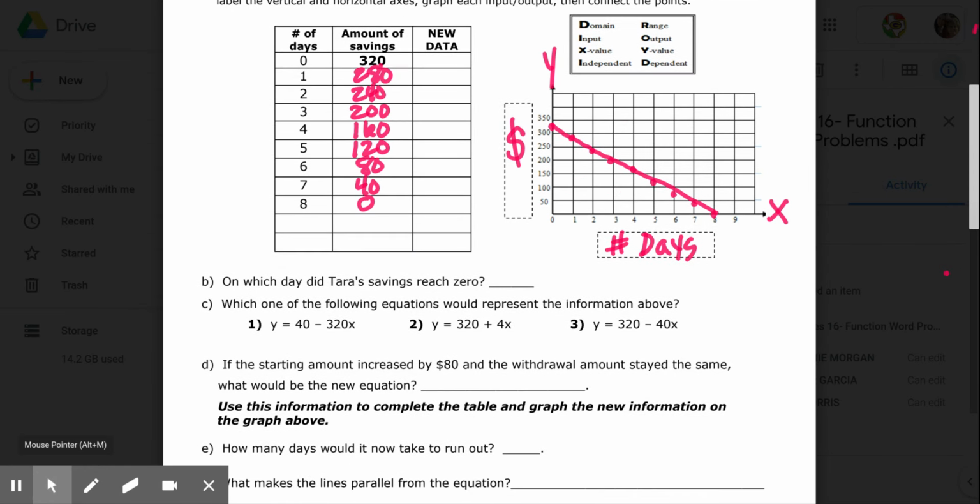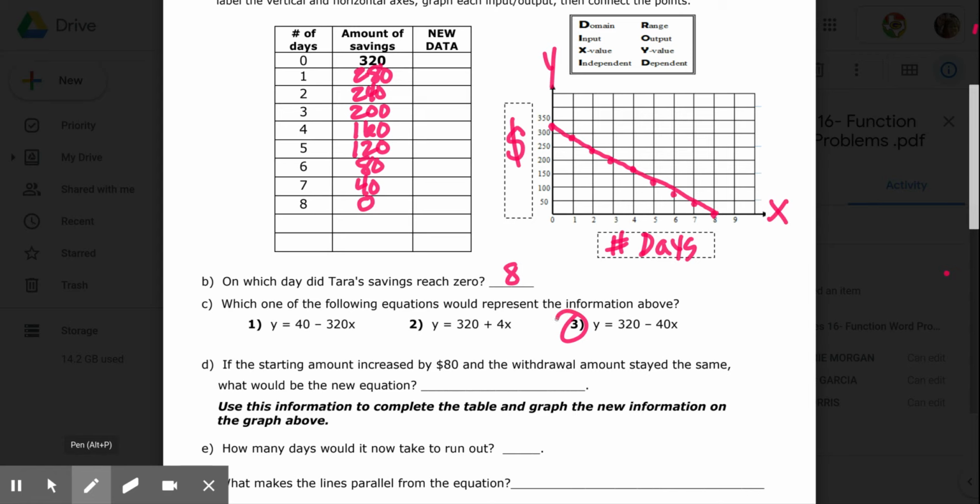On which day did Tara's savings reach 0? Well, that's obviously 8. C, which one of the following equations would represent the information above? So she started with 320 and she's subtracting $40 per day. So that would be number 3.